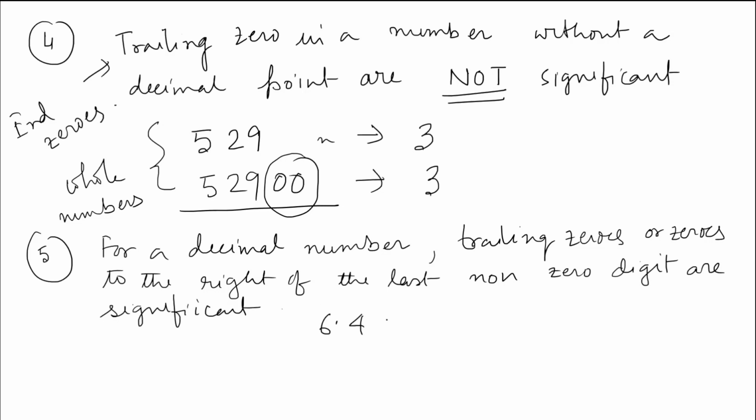For example 6.400. So ये decimal के बाद जो last वाला zero है, those are important. So there are 4 significant numbers. Again 64.00. So 6, 4 and 00 all are significant. So 4 significant numbers. 645.000. So it will have 6 significant figures.